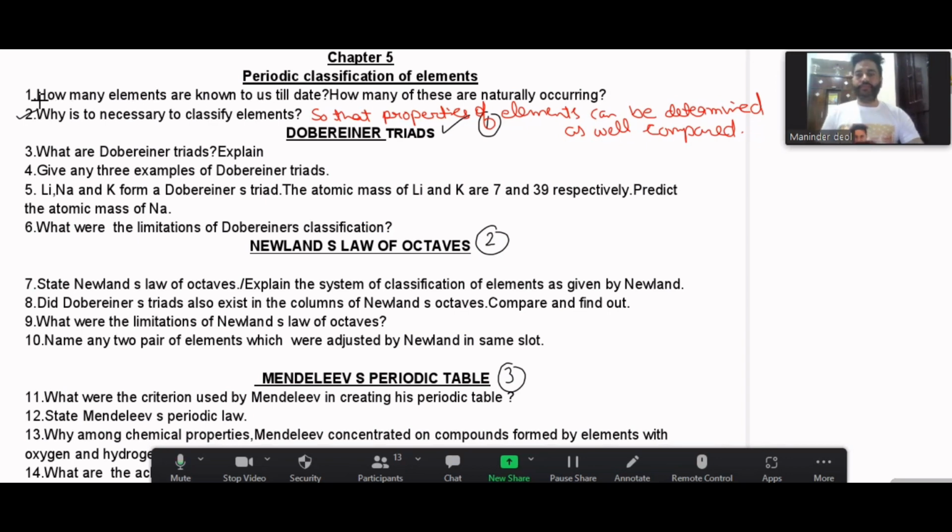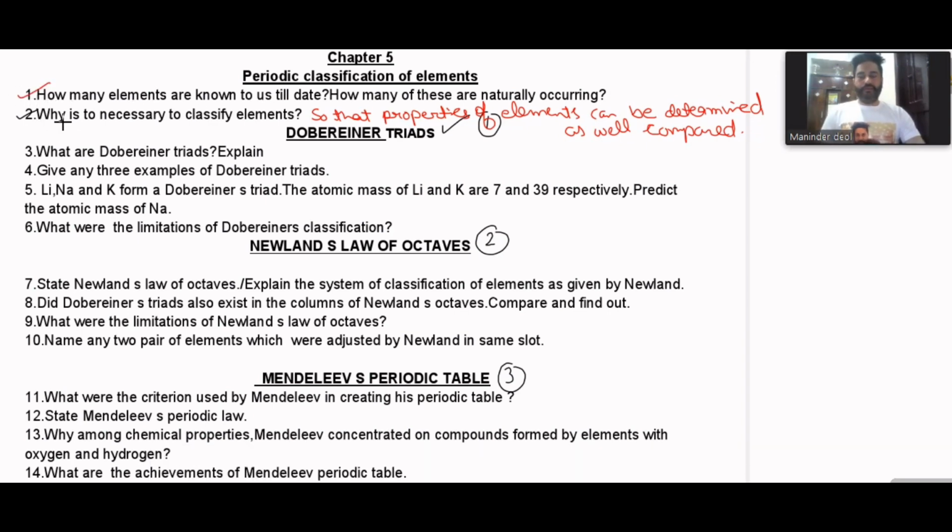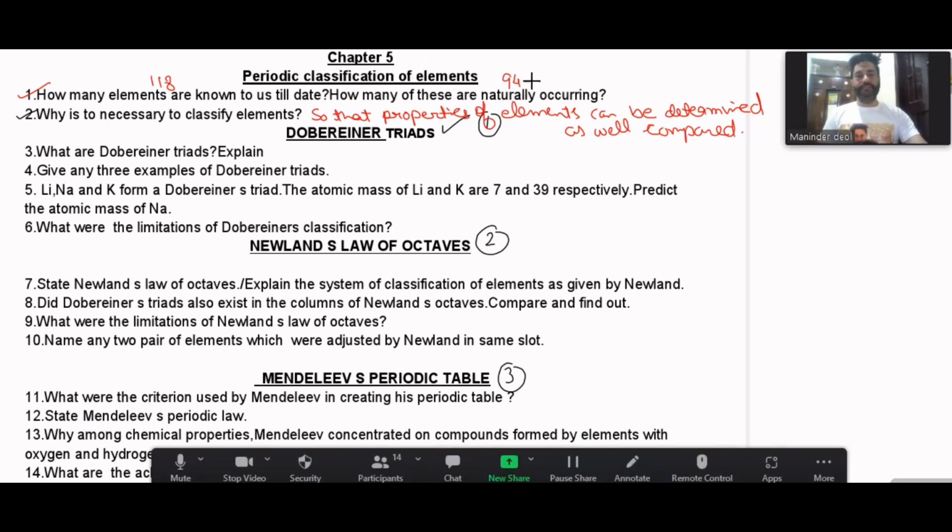Now we are talking about the arrangement of the elements. Can anyone tell how many total elements are known to us till date? 118. Very good. So total 118 elements are known to us till date. And how many of these are naturally occurring? 94. 94 are naturally occurring. Okay, very good. So these are the basic things about why we have to classify the elements.